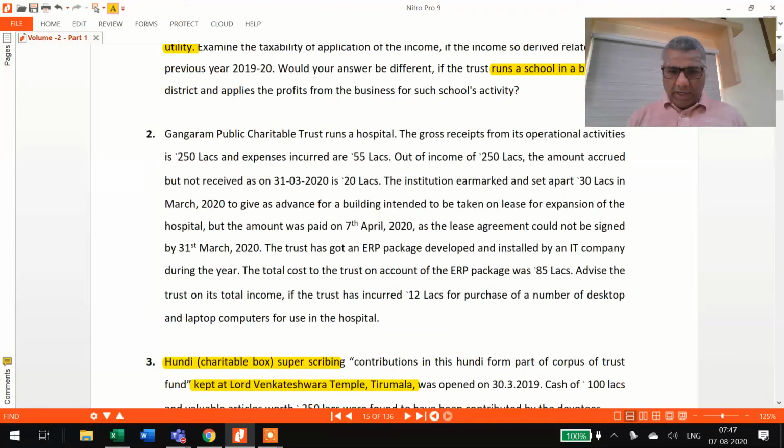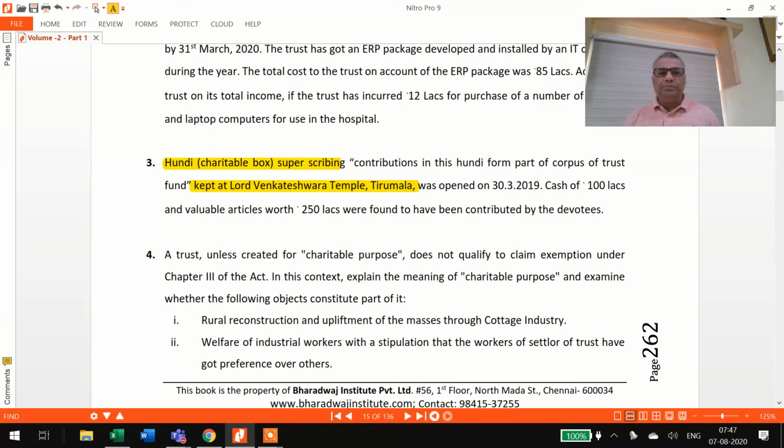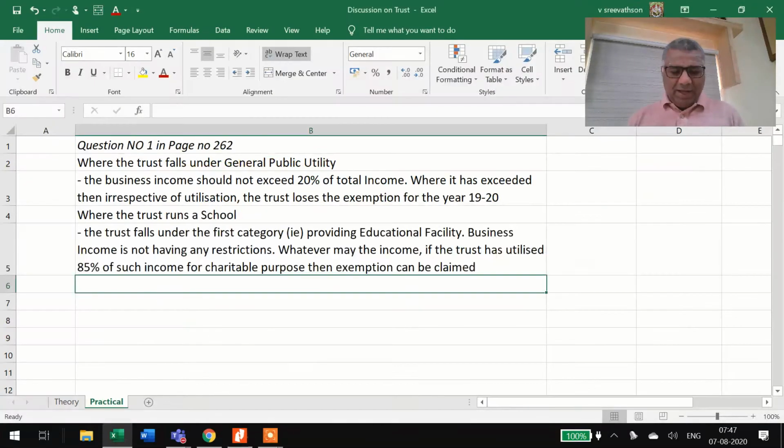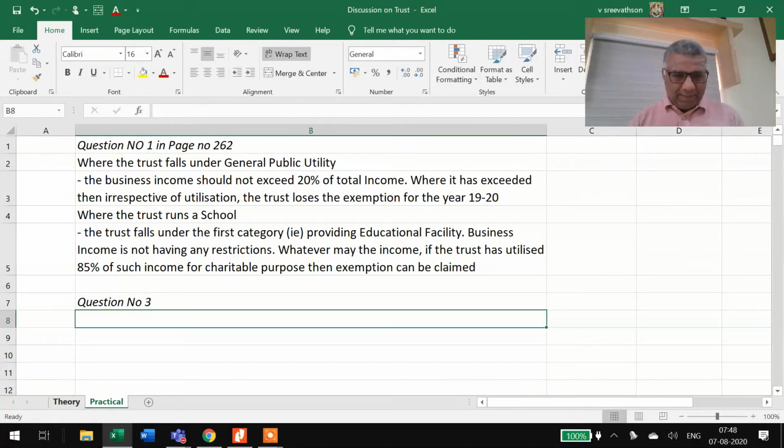I'll come to the second question. Here I will answer it. Question number 3. We have answered that. I just copy it and paste it.